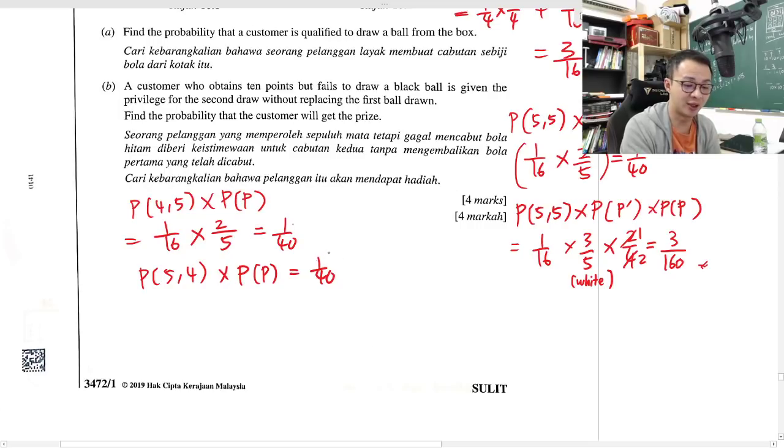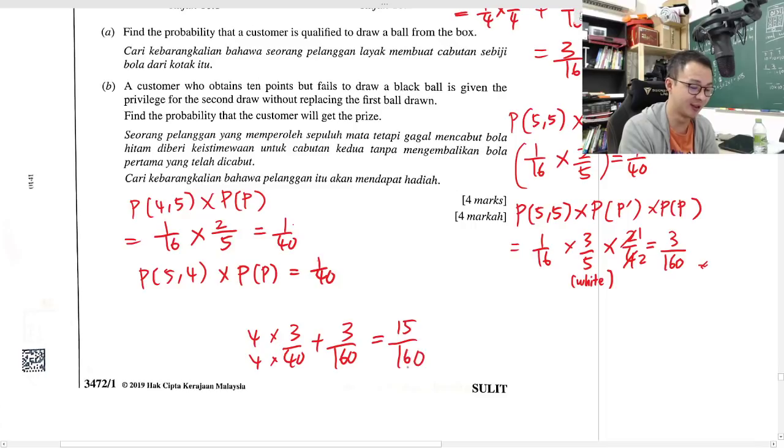So this is 1, 2, 3: 3/40 plus 3/160. So times 4 on the first fraction: this is 12 plus 3, which is 15/160. And then I will just simplify this one.